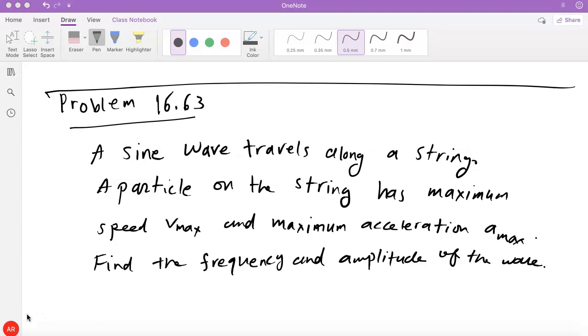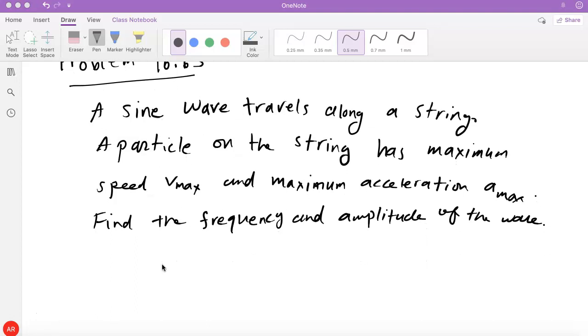So this is problem 16.63. It says there's a sinusoidal wave that travels along a stretched string, and a particle on the string has a maximum speed Vmax and a maximum acceleration Amax. So the question is, find the frequency and the amplitude of the wave. So pause the video, try to spend some time and figure out the solution.